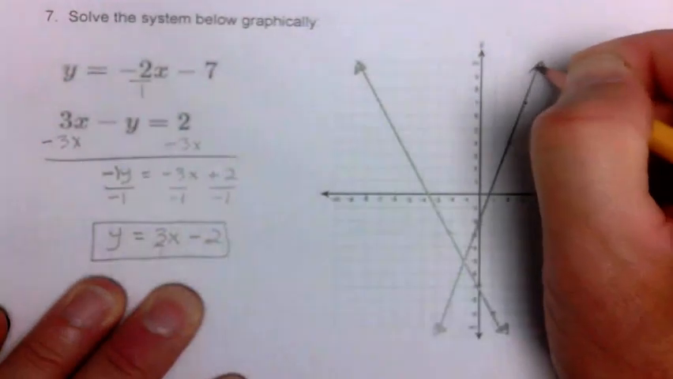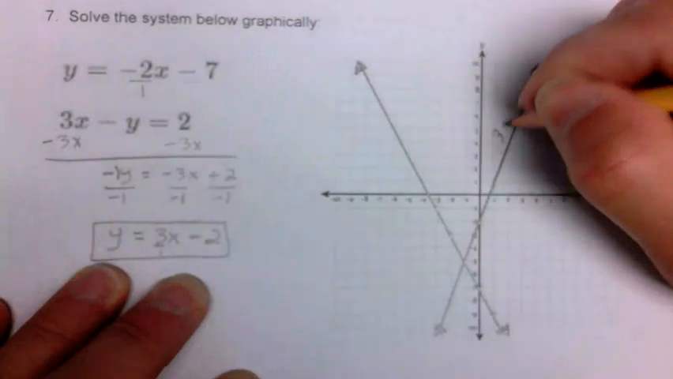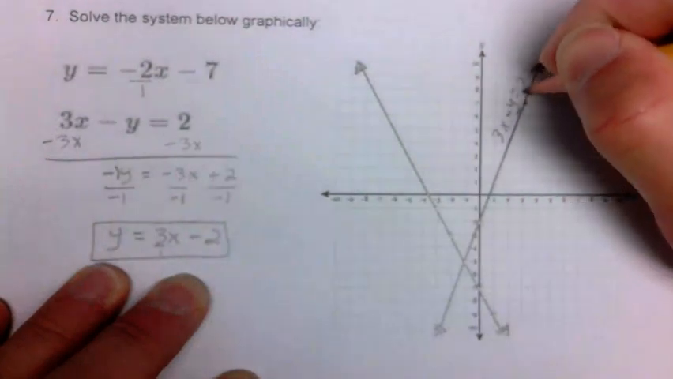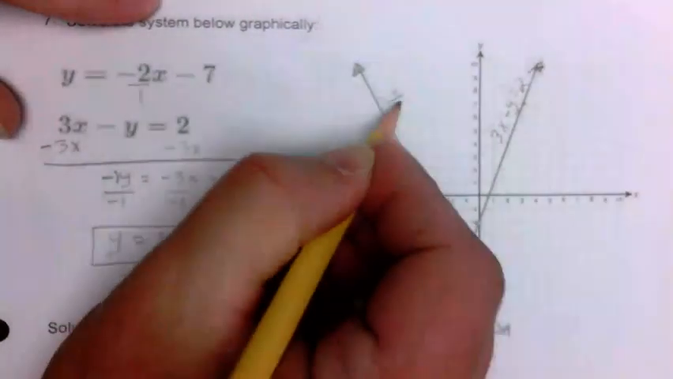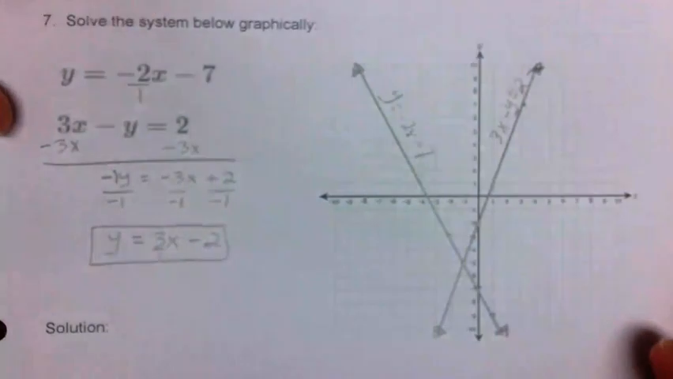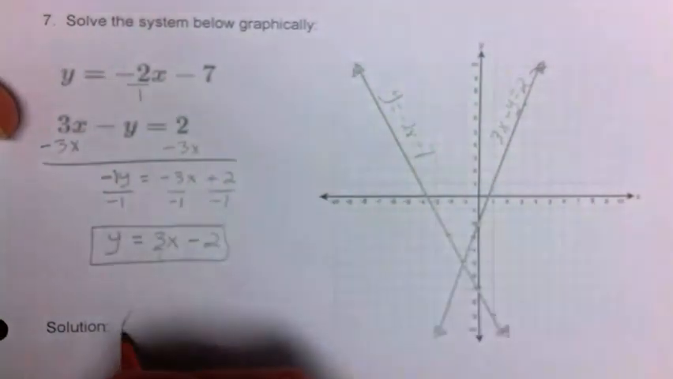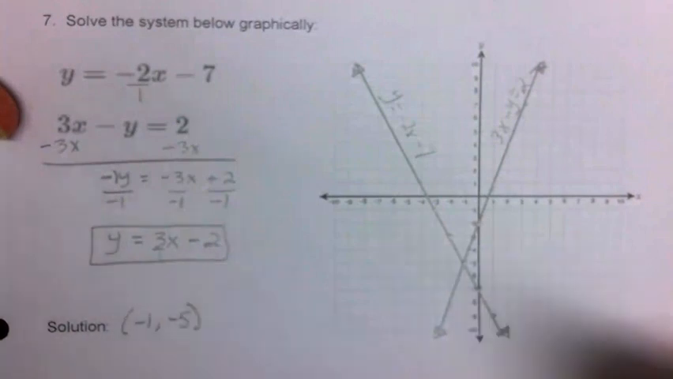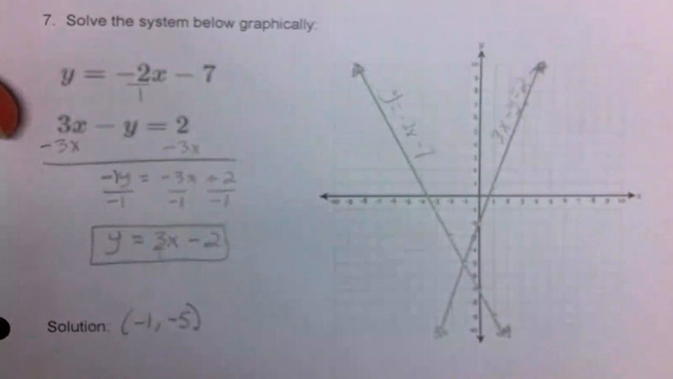And again, let's give the labels. This was the second line that we drew, which was originally 3x minus y equals 2. And this was our first line, y equals negative 2x minus 7. And just like I thought, there is a point of intersection found right here at the point negative 1, negative 5. So that is the solution to this system of equations.